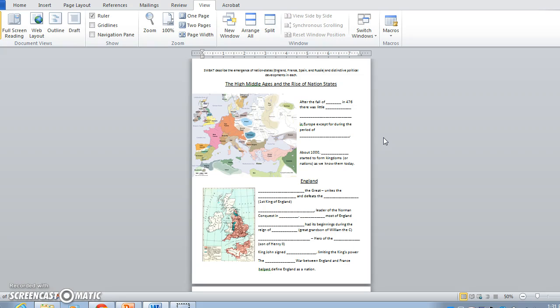So take your notes out, the sheet that's right here, turn to this page, pause the video until you get that done, and then hit play and proceed with the lecture.